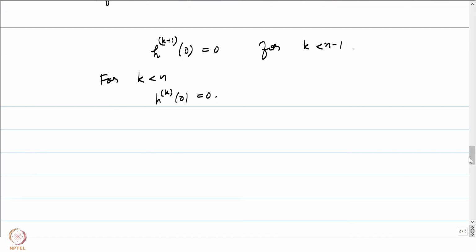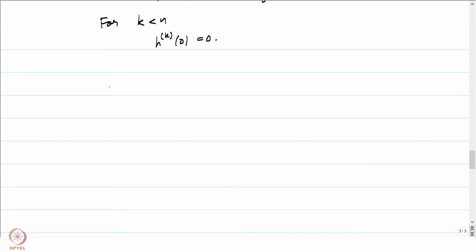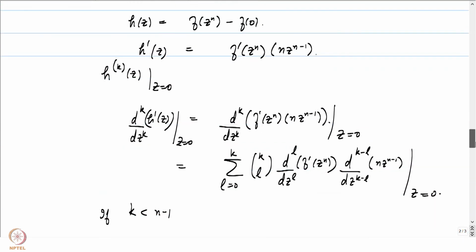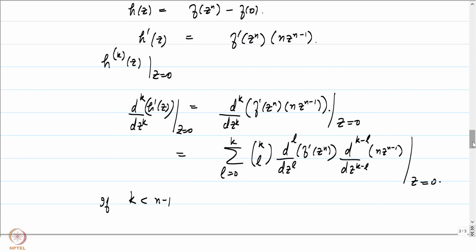So yes, h does not have the first n minus 1 coefficients non-zero in its power series expansion. That's what we have concluded in some sense. We are interested now in computing what h^(n)(0) is, the nth derivative of h evaluated at 0. More than computing h^(n)(0), we would like to check whether h^(n)(0) is 0 or not. That's what we would like to have a look at.